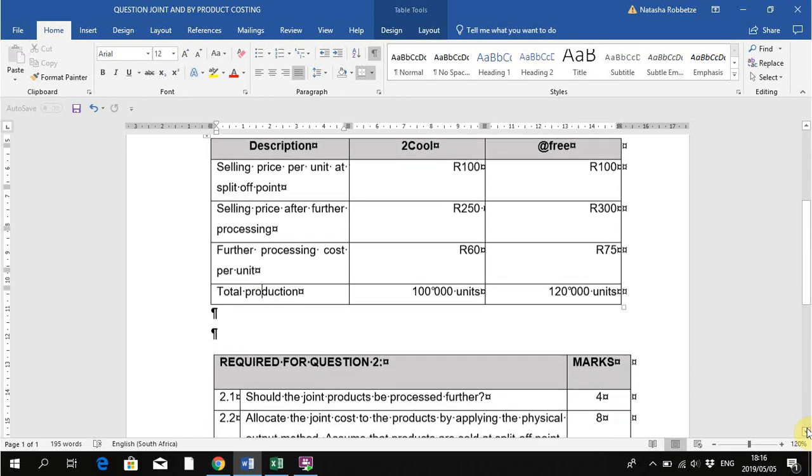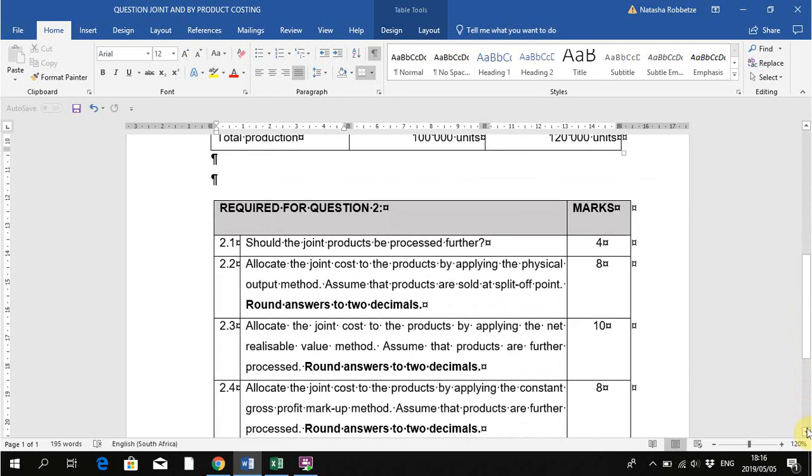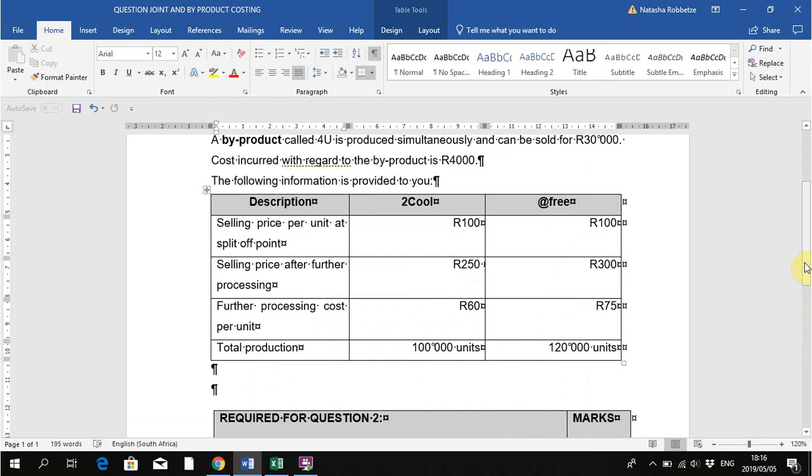If we look at the first required part, it asks, should the joint products be processed further? As I've stated previously, we basically have two options. We can just sell the product at the split-off point, or we can opt to process the product further. So there's a calculation that you can do to determine whether you should process further or whether you should rather just sell the product at split-off point.